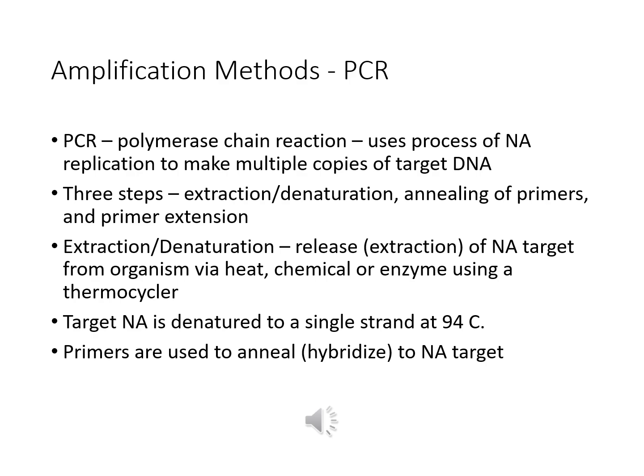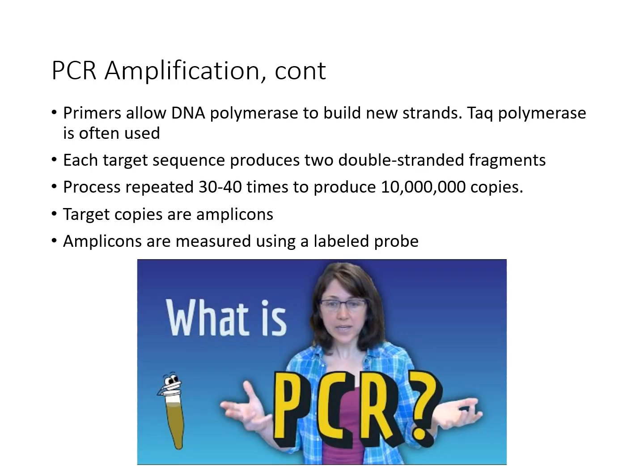In the extraction and denaturation phase, we release or extract the nucleic acid target from the organism using either heat, chemicals, or an enzyme, using what we call a thermocycler. The target nucleic acid is then denatured to a single strand, which occurs at 94 degrees Celsius. Primers are then used to anneal or hybridize to the nucleic acid target. Primers are short DNA sequences that provide a starting point for DNA polymerase to synthesize new DNA strands. Taq polymerase, a heat-stable enzyme from Thermus aquaticus, is commonly used in PCR because it withstands high temperatures during denaturation.